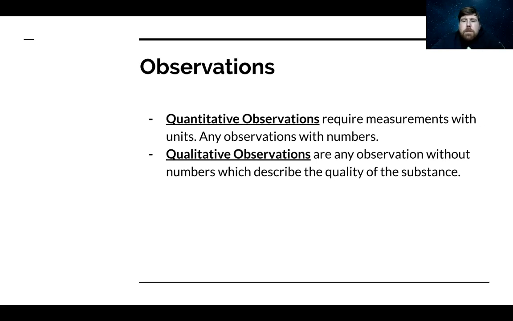Qualitative observations, remember, are going to be any observation without a number. So this could be color, could be consistency. If we're looking at a substance in nature, we're like, hey, that's a solid. That basically just tells us the particles in this are not flowing past one another. But notice there was no measurement with me claiming that that substance was a solid.